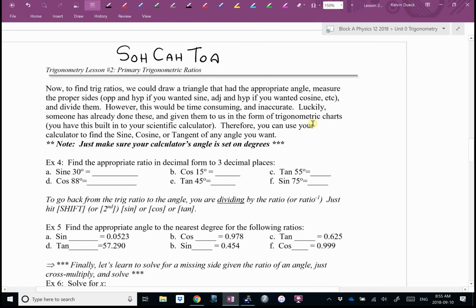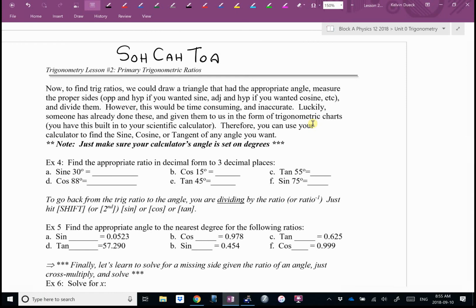To find these trig ratios, we could draw a triangle that had the appropriate angle. We could measure it, opposite, hypotenuse, and adjacent, and we could calculate the sine, the cosine, and the tangent. However, this would be both time-consuming and probably inaccurate. You need a really, really accurate ruler. Instead, it turns out these are programmed into your calculator.